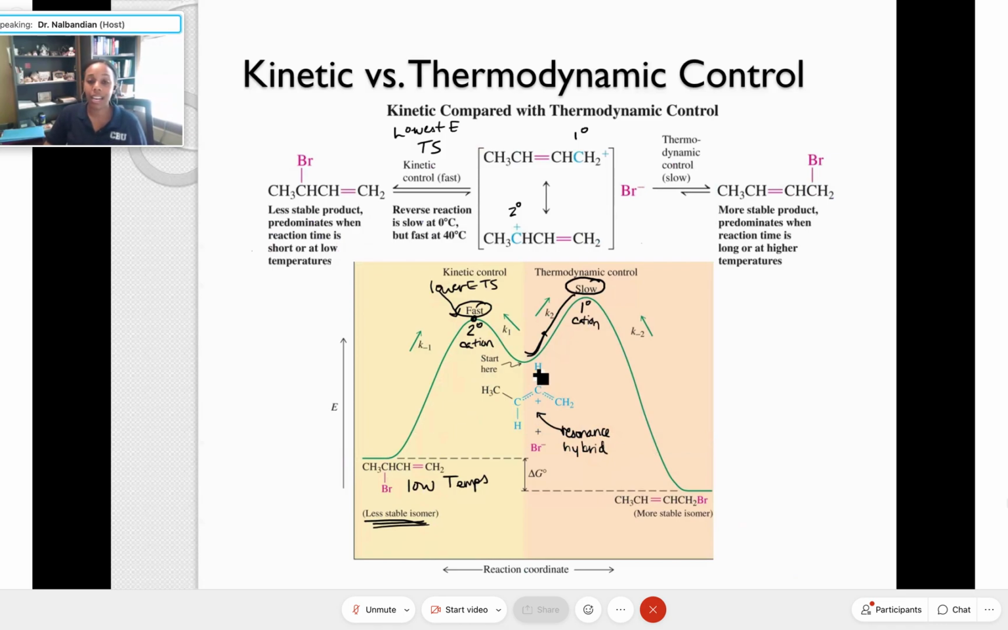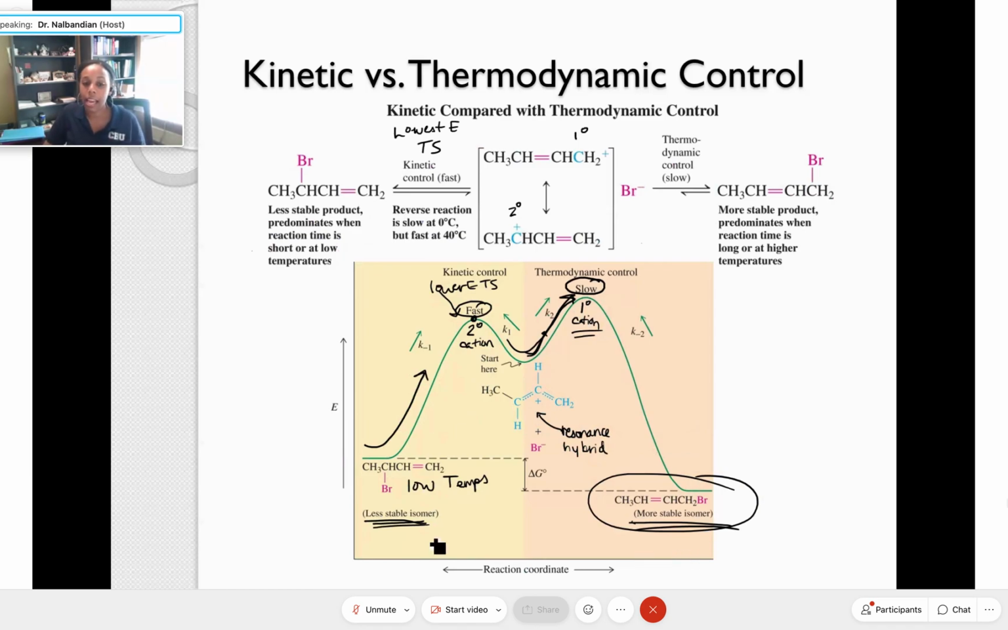So even though it's a higher energy transition state, now the molecules will have more energy, so we can go through this higher energy transition state through a primary carbocation and get down here to our more stable product. So at high temperatures, now we can easily go from here back up, we can go up over this barrier, and we can get back down here to where we need to be at the lower energy product.